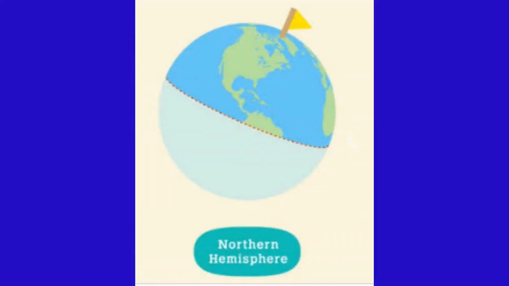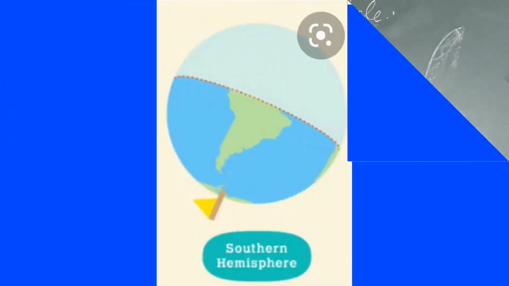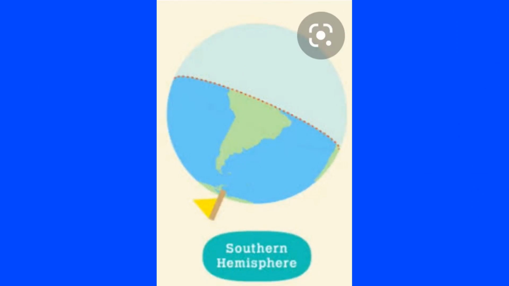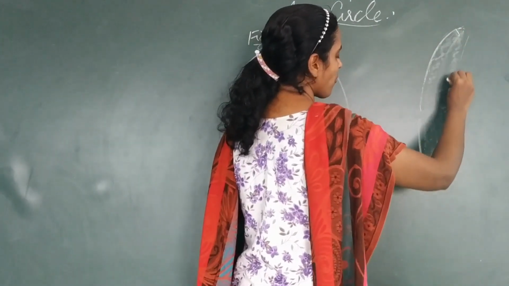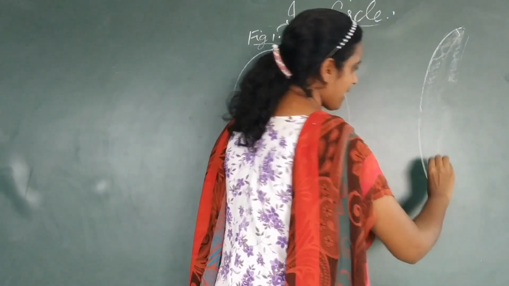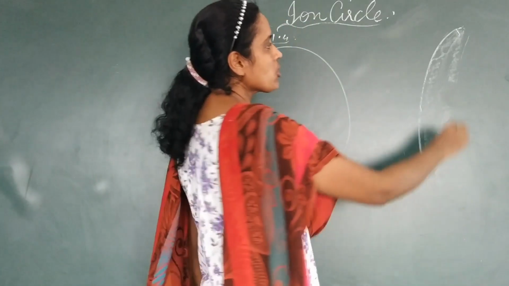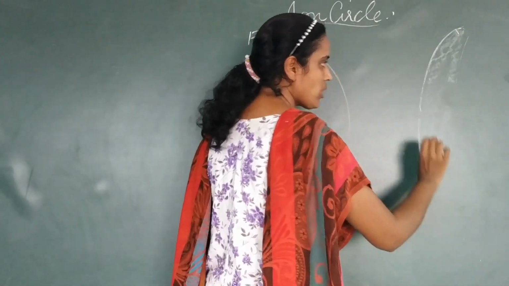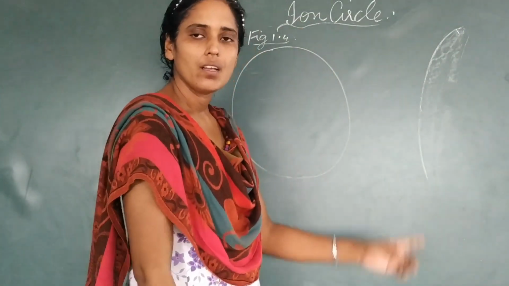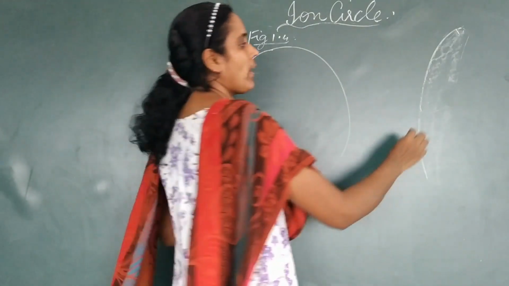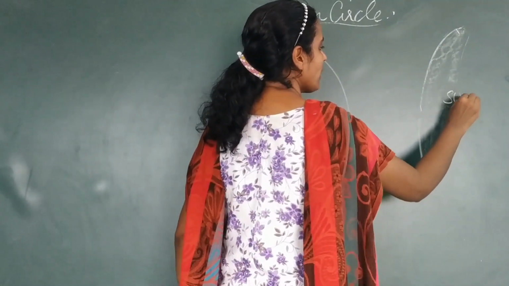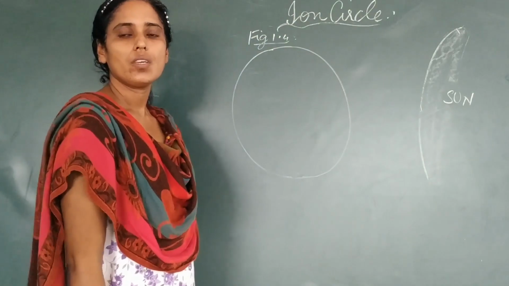Okay, we saw about the solstice, so how the solstice occurs. And we see this iron circle diagram, how the sun rays are falling. So you have to make a sun here, a portion of the sun, just a little bit, and shade in this manner with a pencil. After shading it, write sun. Written sun, students.